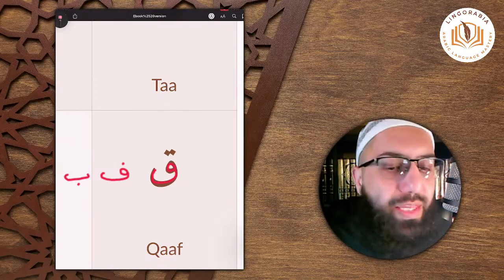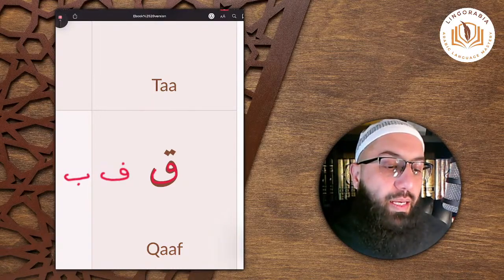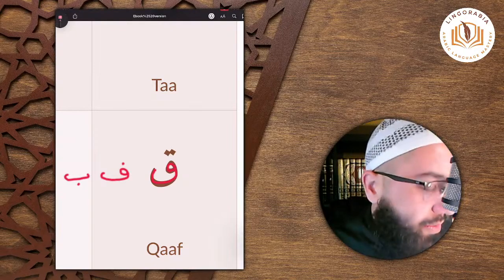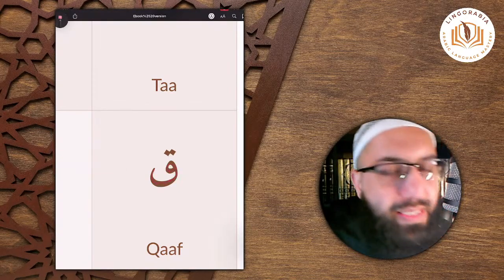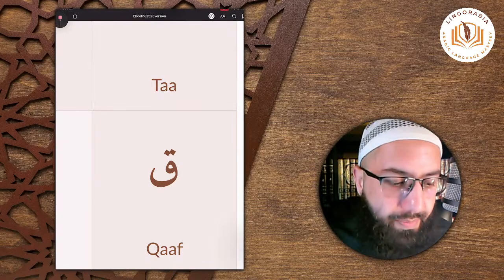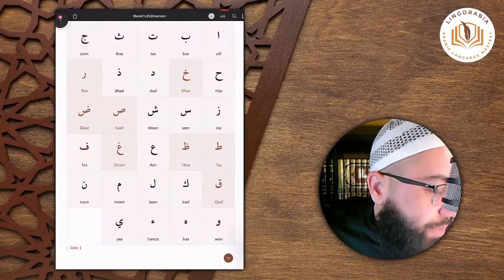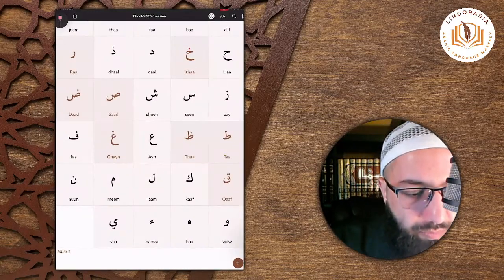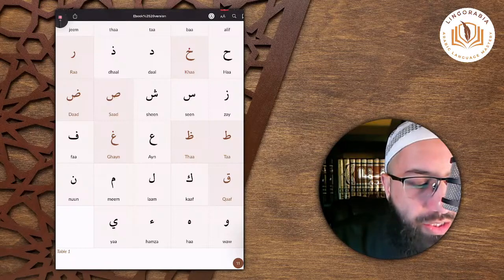Okay? And this is obviously in the isolated form. You will see that in the connected form, there will be some changes, but we will discuss that later. But for now, in isolated form, you see that the curve of the Qaf is deeper than the Fa. Is this clear for you guys? Regarding the shapes. Is this clear, guys? Give me a 1 in the chat if it is clear.